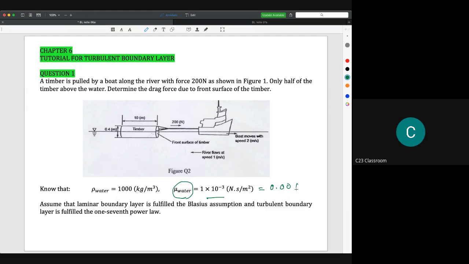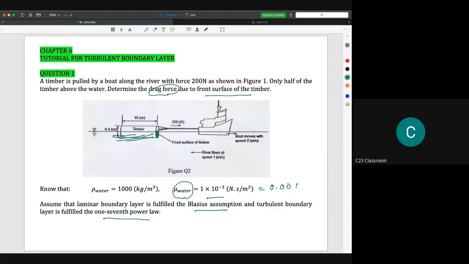Assume that the laminar boundary layer fulfills the Blasius assumption. That means you could use the Blasius equation to solve the fully laminar boundary layer, and you could use the 1/7 power law if the condition is fully turbulent boundary layer. Let's see the question. The question asks to find the drag force due to the front surface of the timber. So the front surface of the timber means you need to calculate the drag force due to this surface. However, the boundary layer actually occurs at this surface.